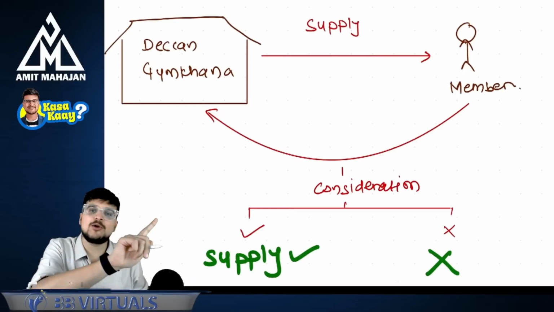because any transaction between two distinct persons without consideration will be considered as deemed supply. Are you understanding this?